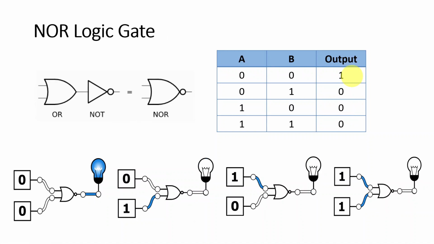So then we have the NOR logic gate. That is the negation of the OR gate. Now when both are 0, the result is 1, and in all the other cases the result is 0. That is an inversion of OR.